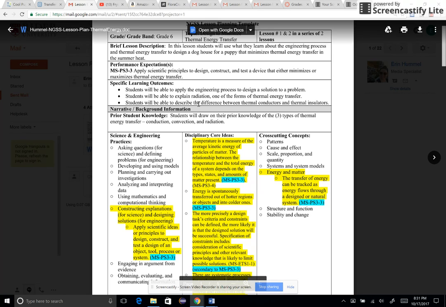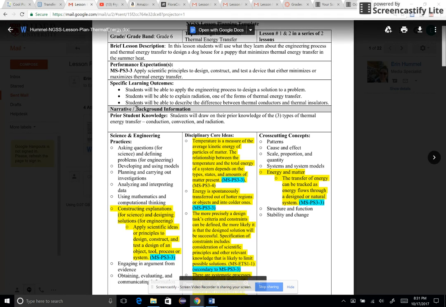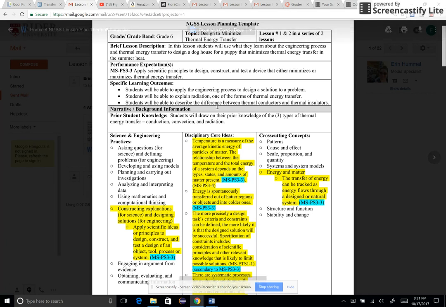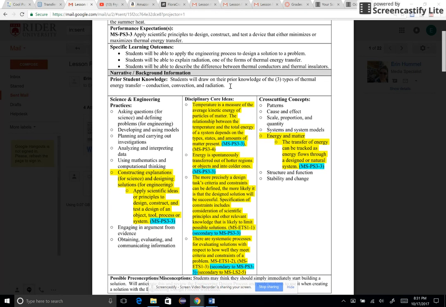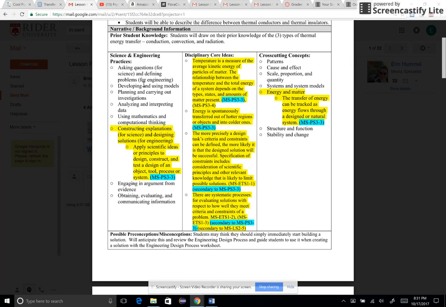Students will be able to explain radiation, one of the forms of thermal energy transfer. And students will be able to describe the difference between thermal conductors and thermal insulators. This will be based on students' prior knowledge of thermal energy transfer, the three types of which are conduction, convection, and radiation.